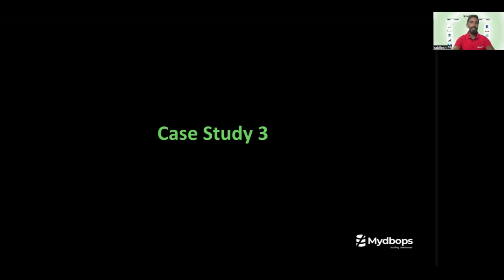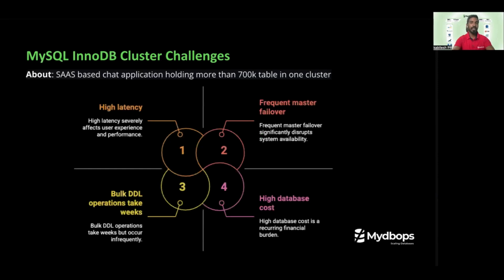This is again a very interesting use case we worked on at MyDBOps. This customer is a SaaS-based chat platform. They provide chat as a service to their customers across the globe, and they have 4 regions of operation. Initially, when they came to us for consulting, they were on RDS, master-slave architecture. We optimized them, and it worked fine for a certain period of time. After that, they again had scaling issues.